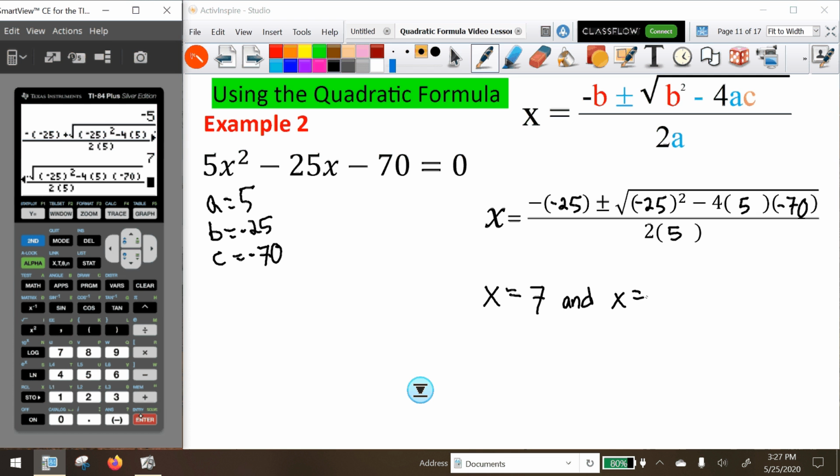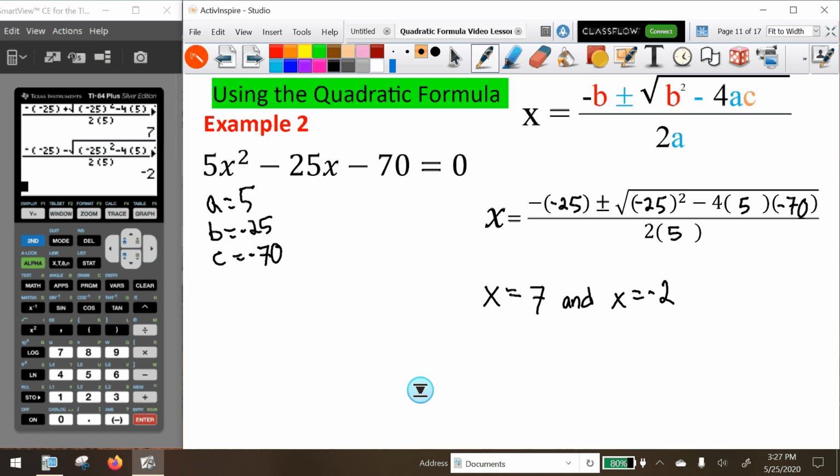All I have to do is consider the other square root. I did plus the square root. Now I have to do minus the square root of this. -2. So the two answers to this quadratic equation are 7 and -2. Another one.